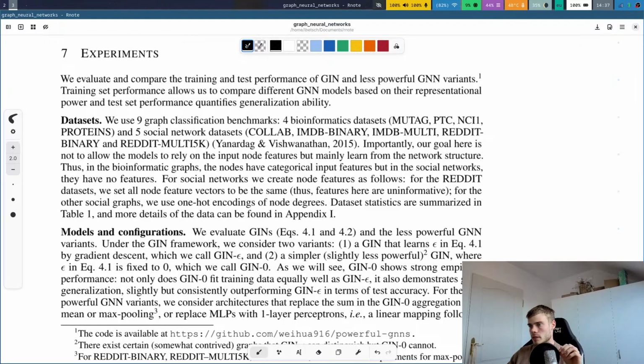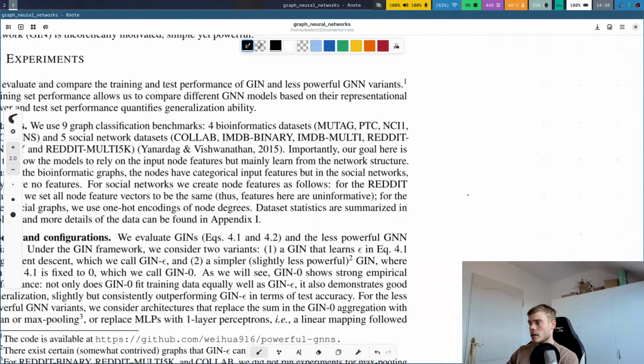Importantly, our goal here is not to allow the models to rely on the input node features, but mainly learn from the network structure. Because this is always the case, if you also have to do extensive feature engineering on the nodes, then you kind of run into the same problem that the neural message passing network was trying to avoid.